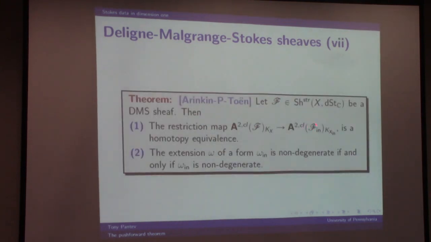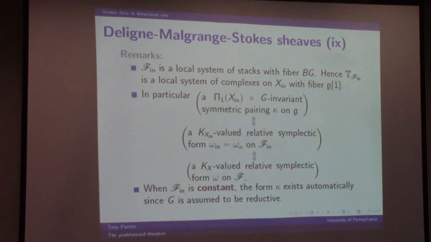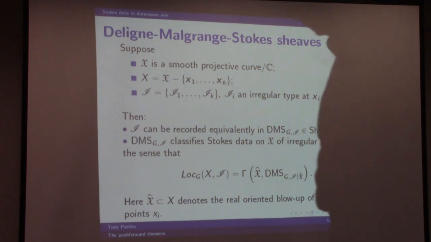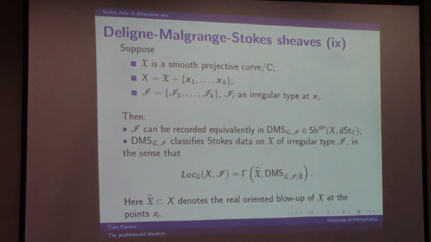So this gives you a way of constructing non-degenerate forms as long as they exist on the inner guy. So for example, if the inner guy is constant, it was BG, and BG has a shifted two form. And if it's locally constant, you need a shifted two form which is invariant under the fundamental group. So this gives you a way of constructing forms if G is reductive. And so you get a relative two form on this type of sheaf. And the point is that such kind of sheaf actually controls Stokes data for local systems on your surface.